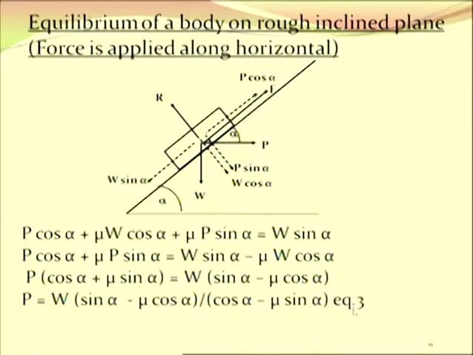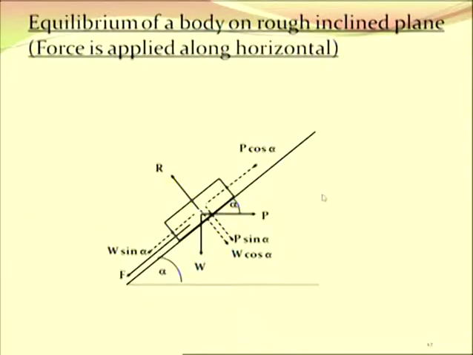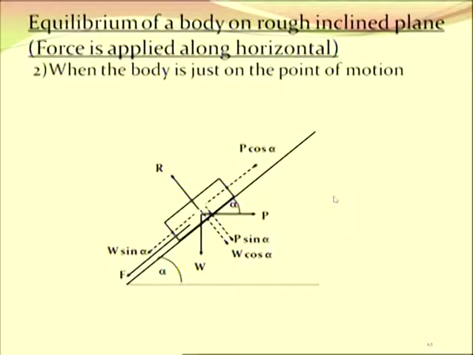So this is the first case, where the block is moving downwards. Now take another case where the block is moving upwards. This is the second case, when the body is just on the point of motion up the plane. It means the block is moving upwards. If the block is moving upwards, then friction is acting downwards. That's the difference between the earlier case and this case.